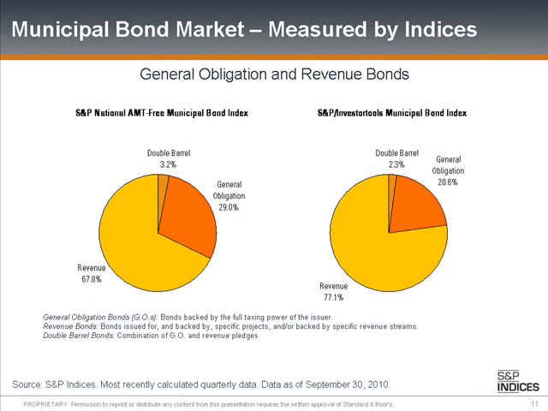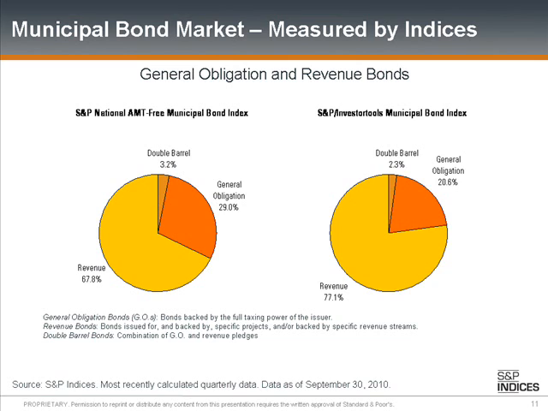Let's take a step back and look at the two major sectors of municipal bonds: general obligation bonds and revenue bonds. When we're referring to general obligation bonds or GOs, we're referring to bonds backed by the full faith and credit of the issuer and the taxing power associated with that issuer. Revenue bonds are bonds issued for and backed by specific projects and are backed by specific revenue streams.